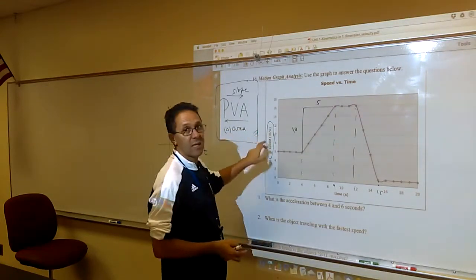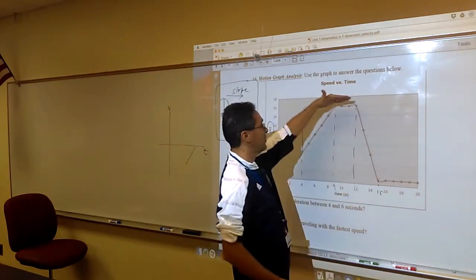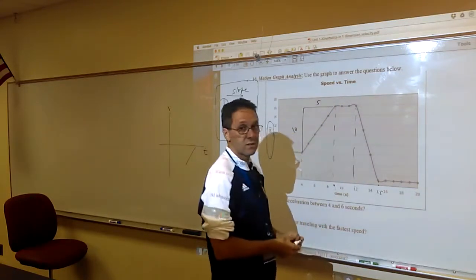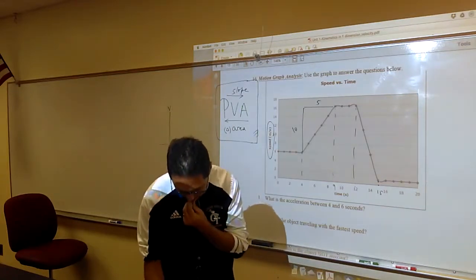So with a velocity time graph, if you want to figure out your speed, you just read the graph. And your highest values happen to be up here, so it's between 9 and 12 seconds. A lot of people fall for that. All right, so I don't want to scroll, so I'm just going to look at my notes here.